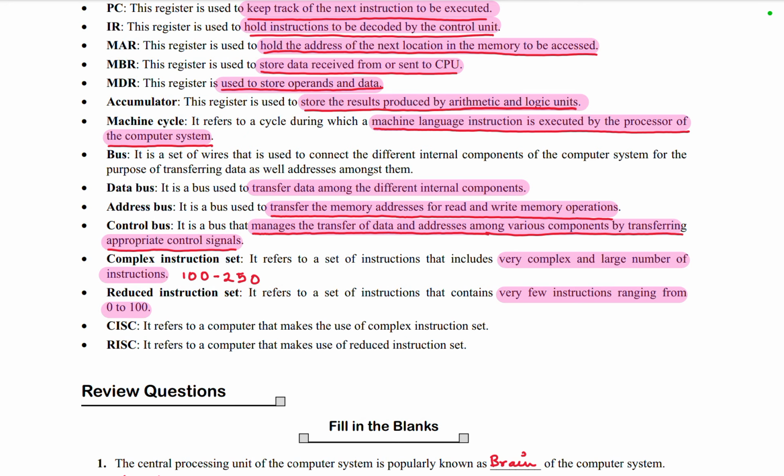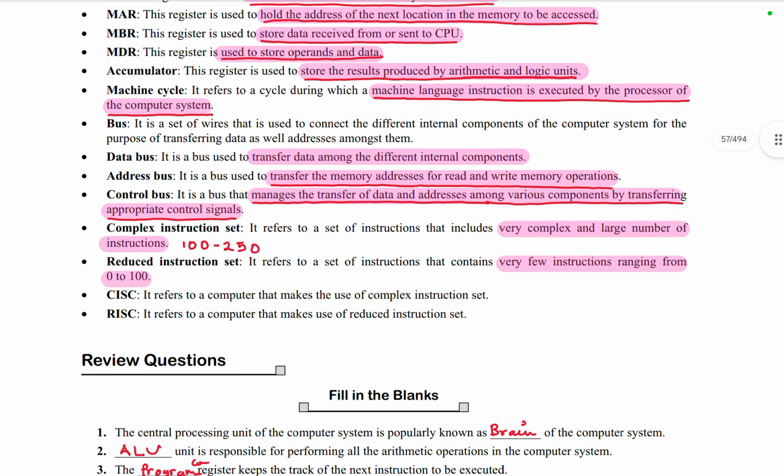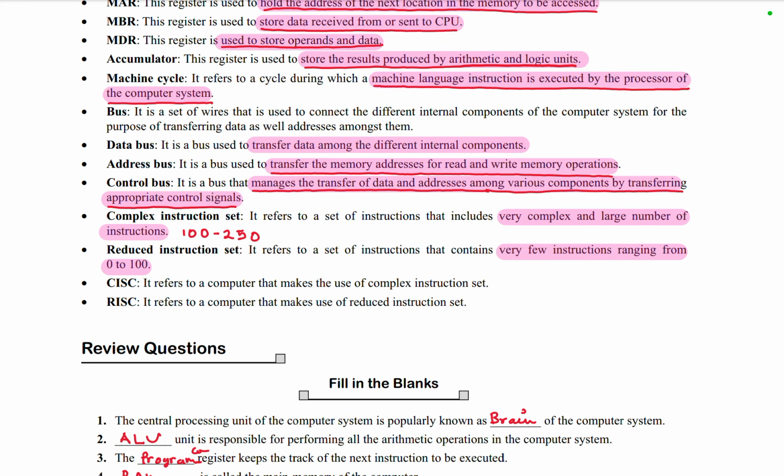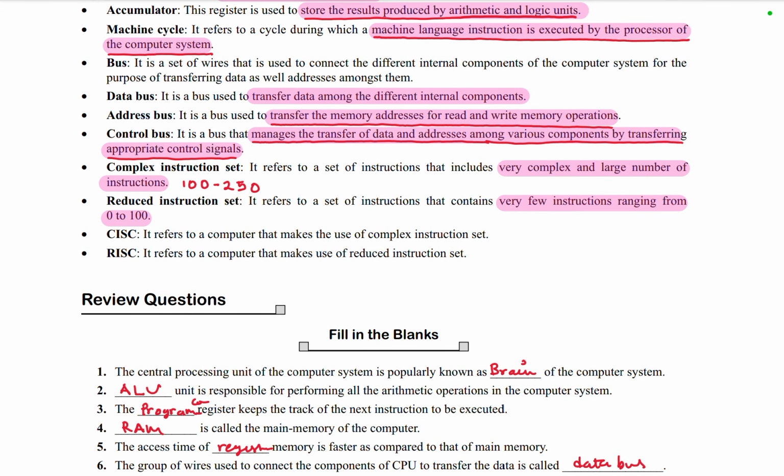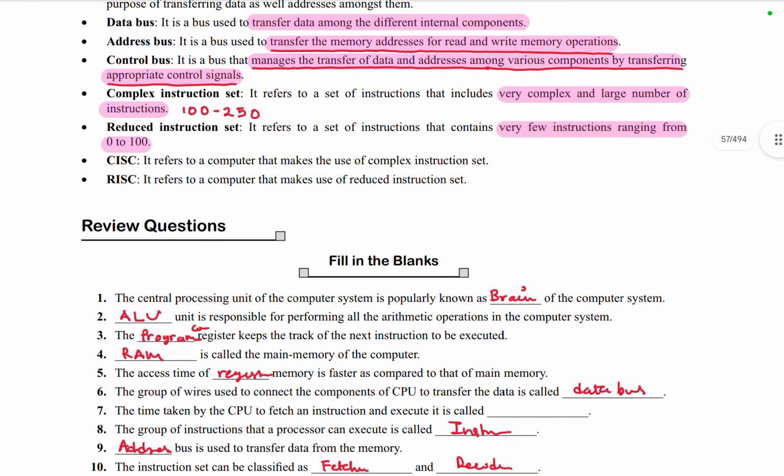MDR, used to store operands and data. Accumulator, store the results produced by arithmetic and logic unit. Machine cycle, machine language instruction is executed by processor of the computer system. Data bus, transfer data among the different internal components. Address bus, transfer the memory addresses for read and write memory operations. Control bus manages the transfer of data and addresses among various components by transferring appropriate control signals.